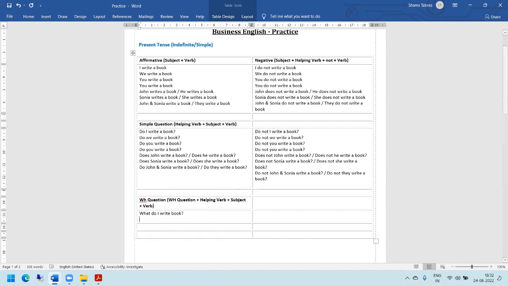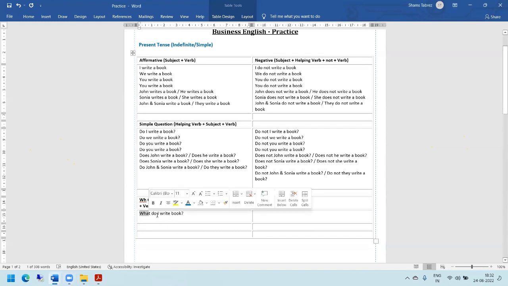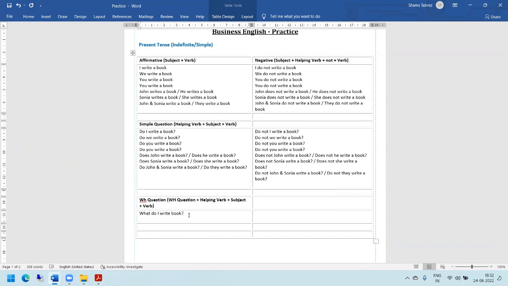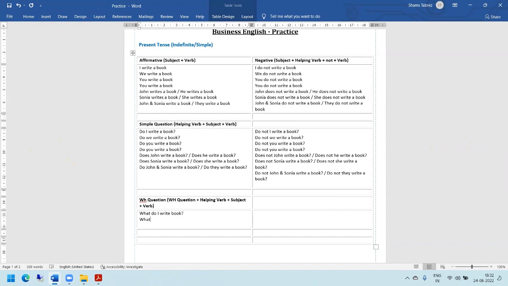Then okay, next sentence, please. So we will be using the WH question what and the verb write. By using these two words, we will be making sentences. Yes, what is next? What do we write? So the book will not come here. What do we write? Next.